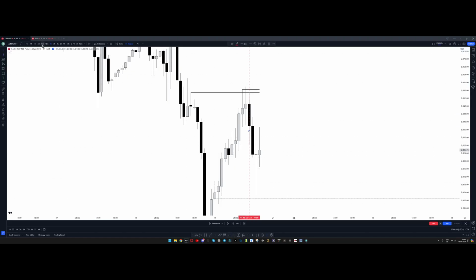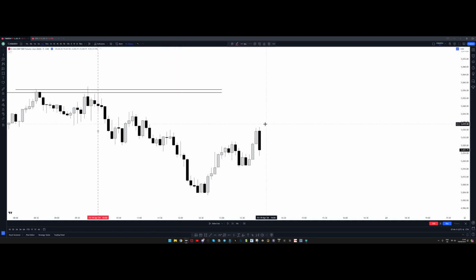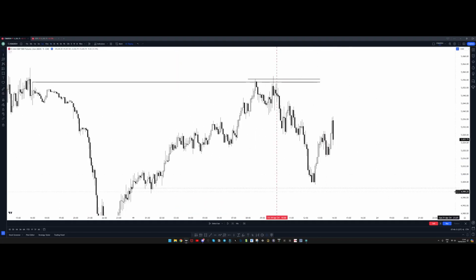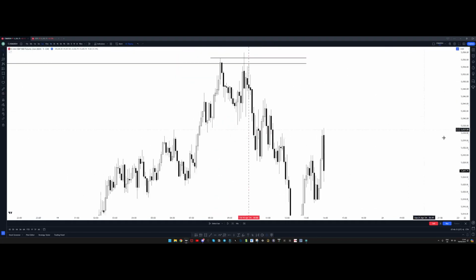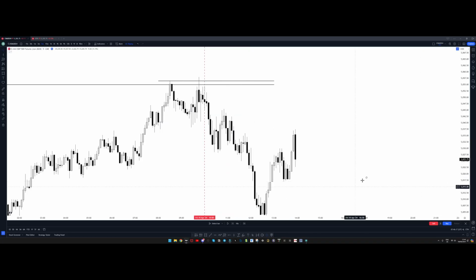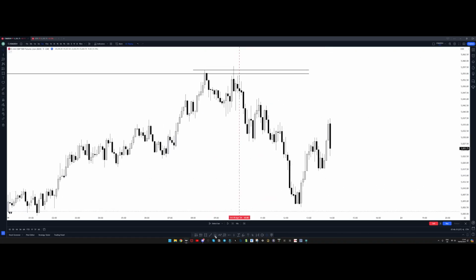What does ICT say? Go down to the 5 minute. Look for the first 5 minute fair value gap. I'm gonna highlight it for you. Wow. Very simple. Me personally, I choose the unicorn setup, but the silver bullet's right there, high probability.